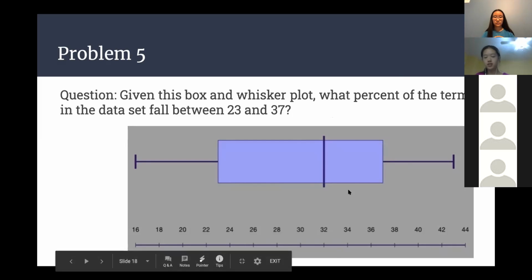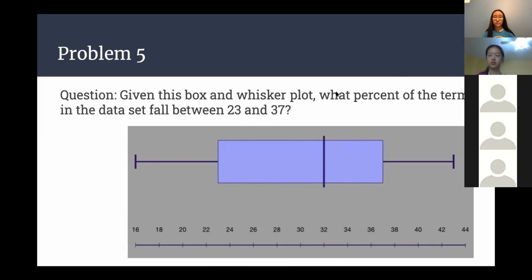And if you can't tell, the number 23 is the first quartile of this range. And the number 37 is the third quartile of this range. So yeah, just think about that.